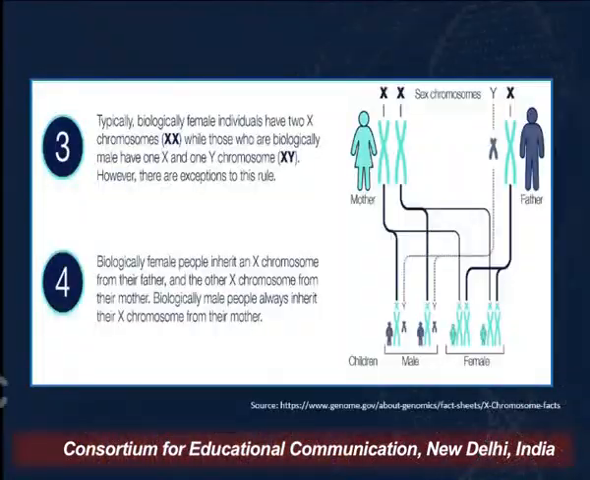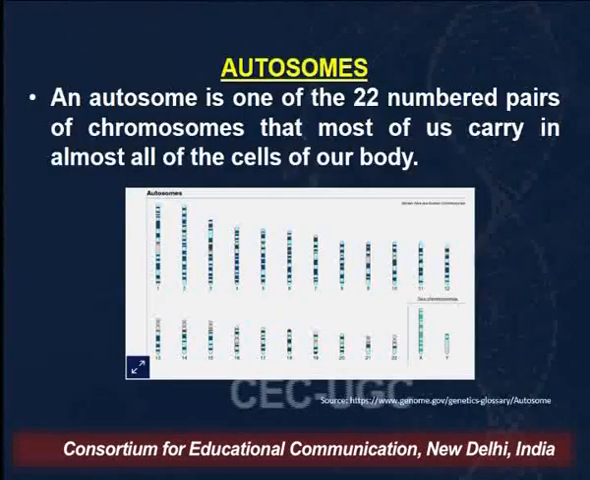Now, if we see the diagram picture over here, it shows how the mother, who has 2 X chromosomes, gives to the offspring, while the father has 1 X and 1 Y chromosome. Biologically, female people inherit 1 X chromosome from the father and 1 X chromosome from the mother, while biologically male people generally inherit the X chromosome from the mother only. So we can see how the crossing over takes place and what the child progeny can be, either male or female type.